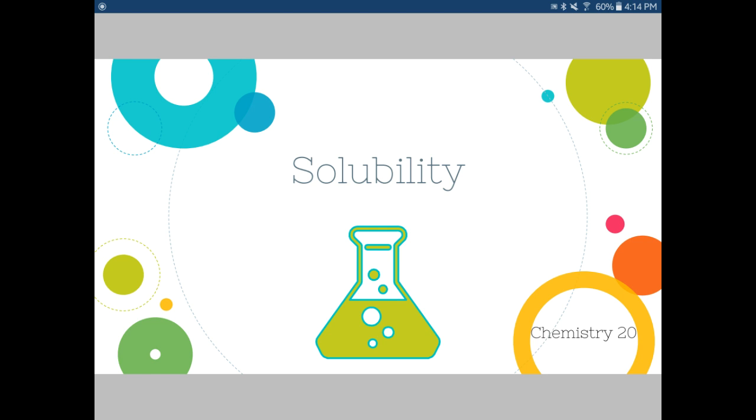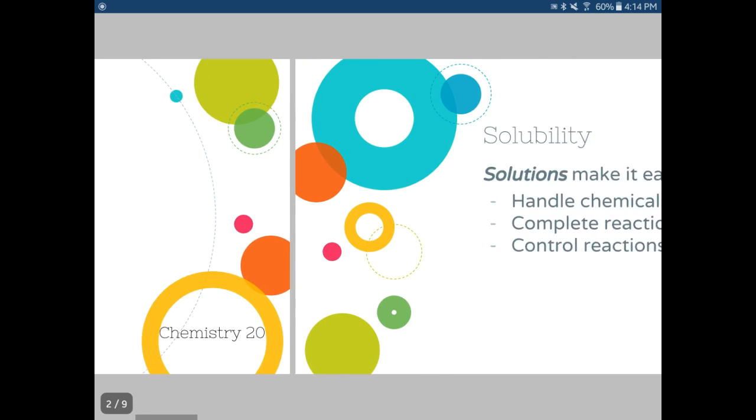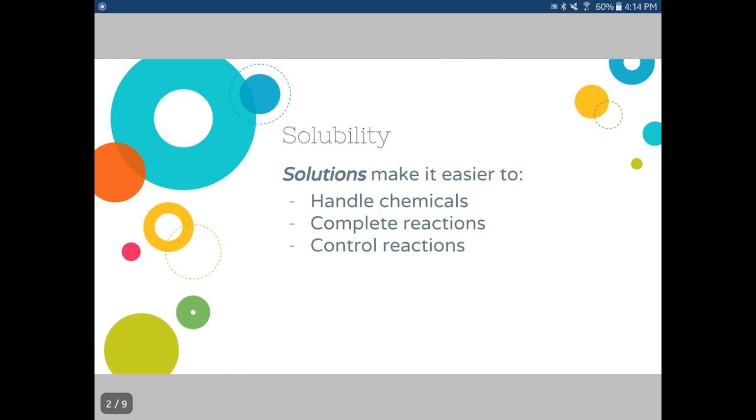Right, let's take a look at our next section of this unit called solubility. Now, solubility, essentially, solutions make it easy to handle chemicals. It basically facilitates chemical reactions to occur, and we can control reactions a lot better when we have solutions.